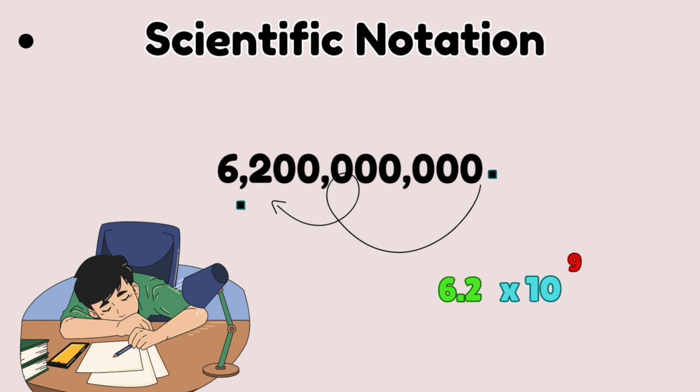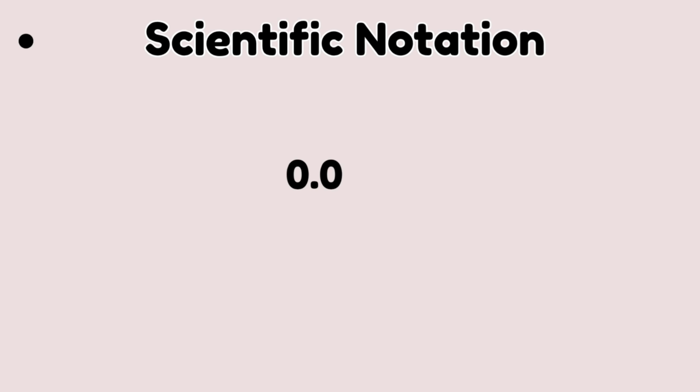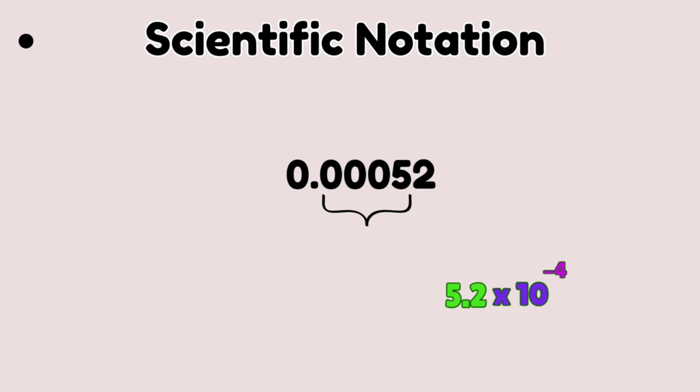Small numbers? Same rule. 0.00052 becomes 5.2 times 10 to the negative 4. The negative power means we move the decimal 4 steps left.